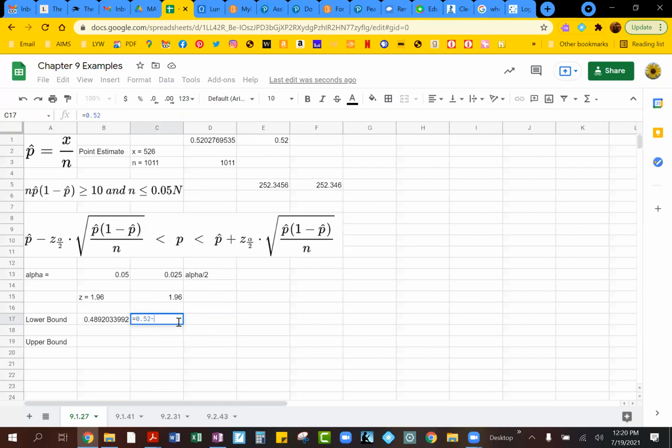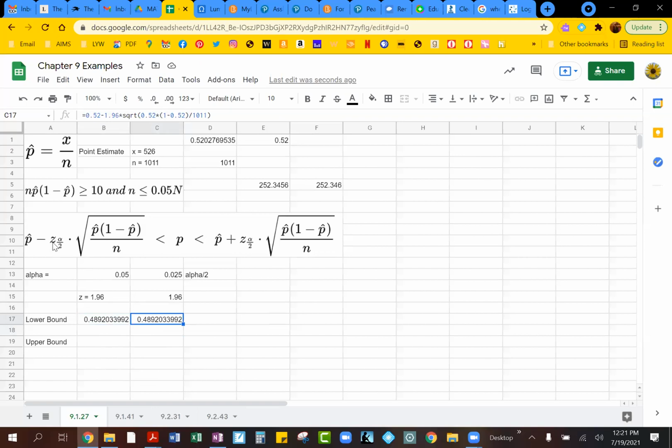0.52 for the p hat minus our z-score of 1.96 multiplied by, and then we do the square root. So that's the square root, open parentheses. You do the p hat again, so that's 0.52 multiplied by, in parentheses, 1 minus 0.52 again. Close that parentheses, divide by your n value of 1,011, close parentheses, and that takes care of your lower bound. And you will see those calculations come out to be exactly the same. So you can do it with a cell. You can do it by using the numbers.